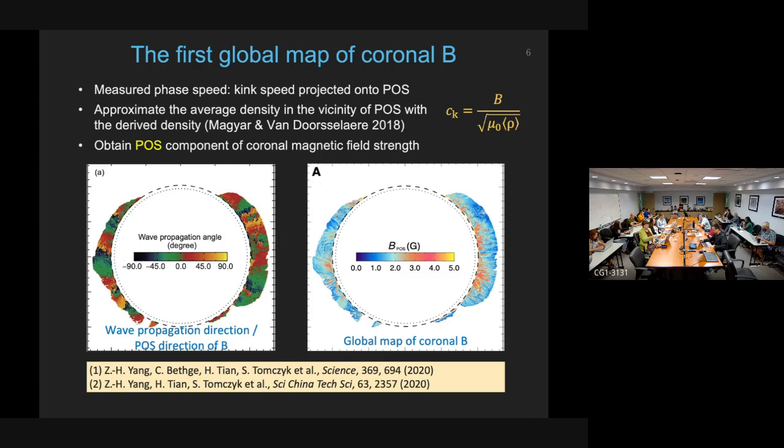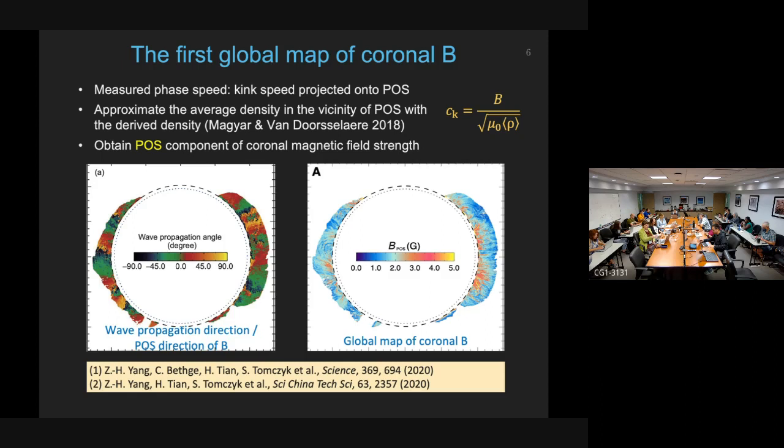And because these waves are transverse waves, they propagate along the field line. So the wave propagation direction also indicates the plane of sky direction of the magnetic field. So using this 2D coronal seismology, we can get both the magnetic field strength and the direction.